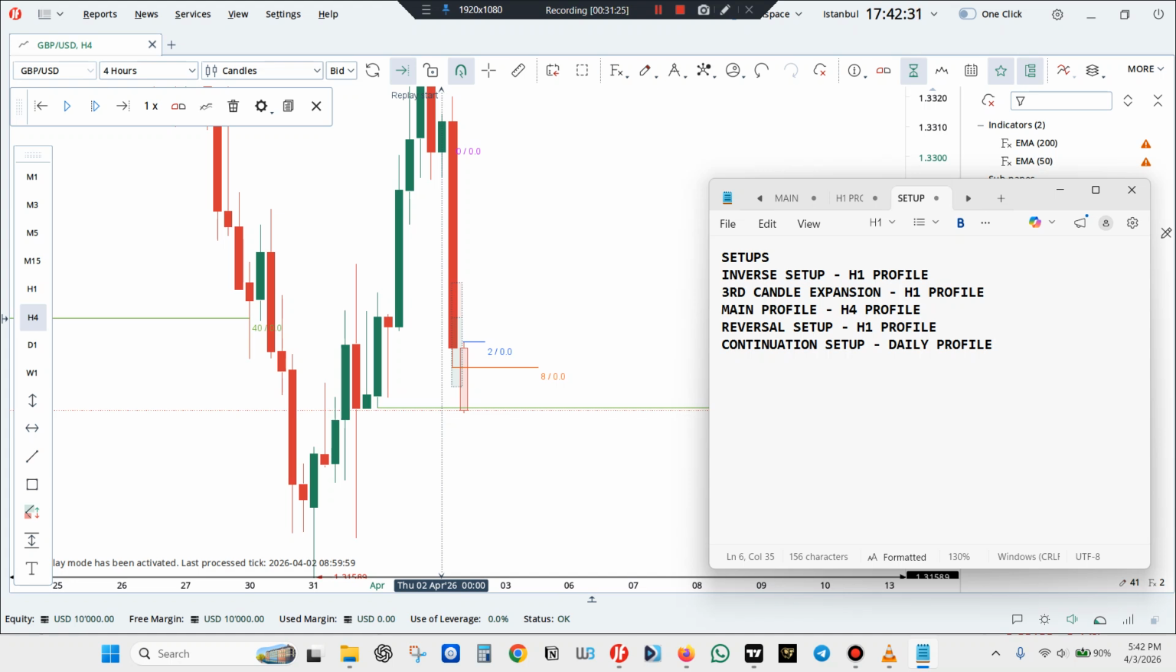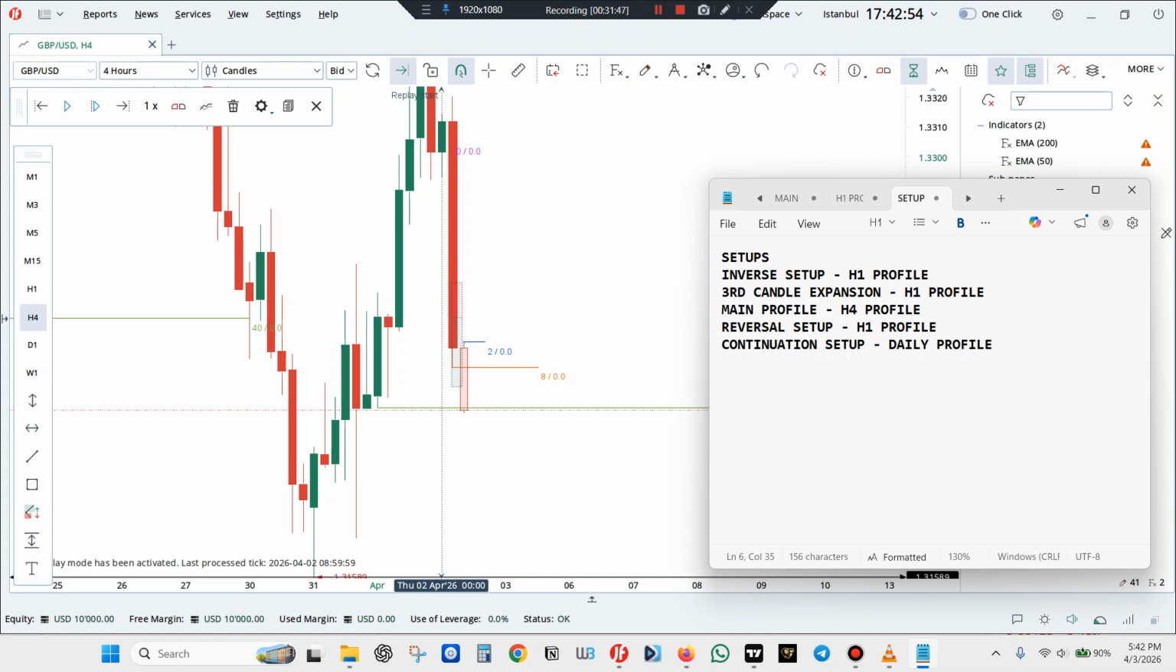So if you hunt your setups on H4 profile and you miss it, then you can use continuation setup, which is the daily profile. If it reverses on you, then you switch back to H1 profile. Do you see? And before it activates, you use H1 profile to capture that expansion.